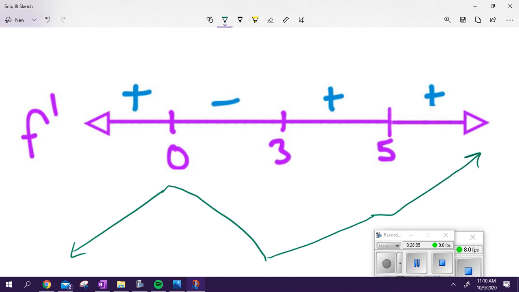If it doesn't end, then we can't count endpoints. But this is a max. And this is a min. And 5 is nada. Okay, so there are 2 extrema. Make sense of what we're saying there?